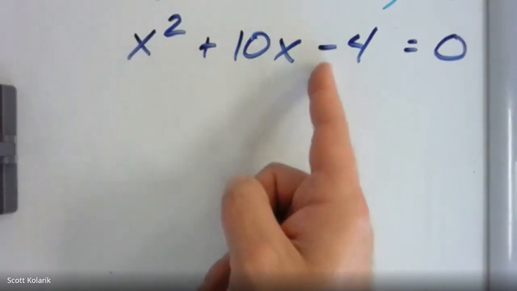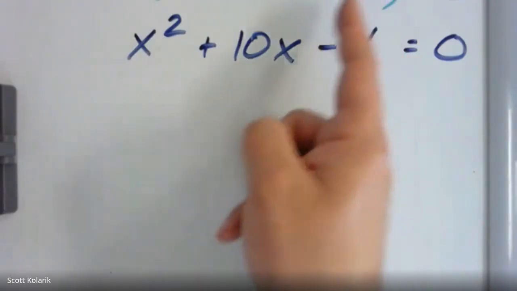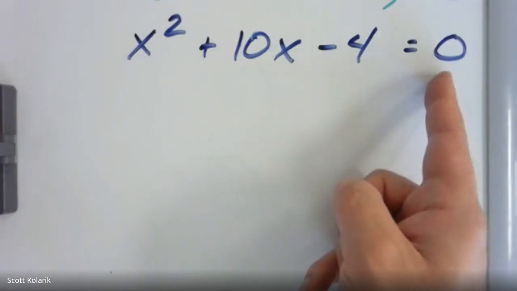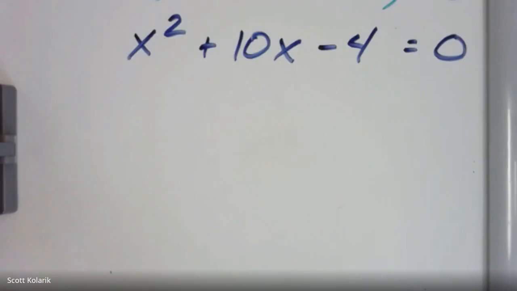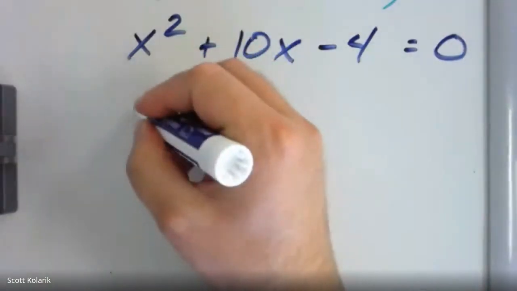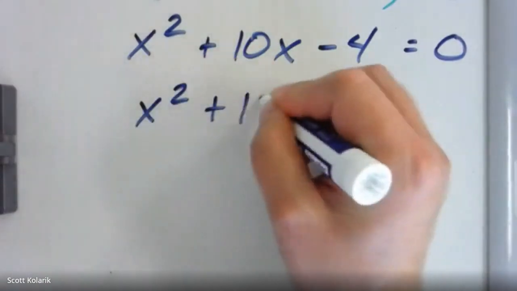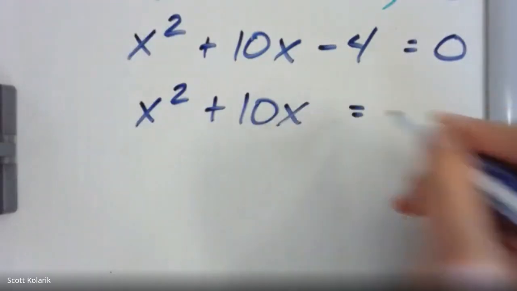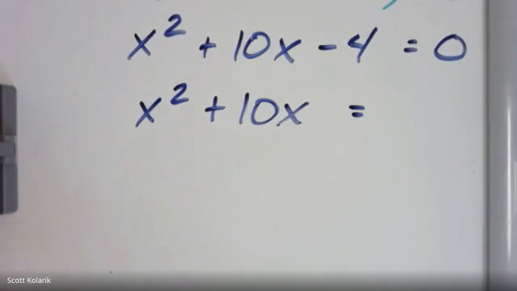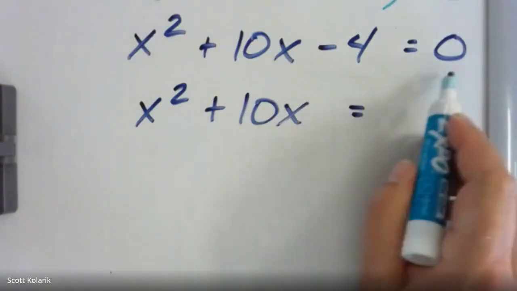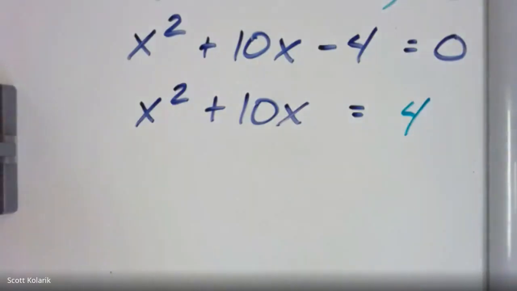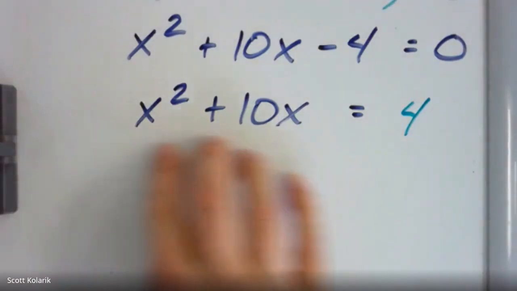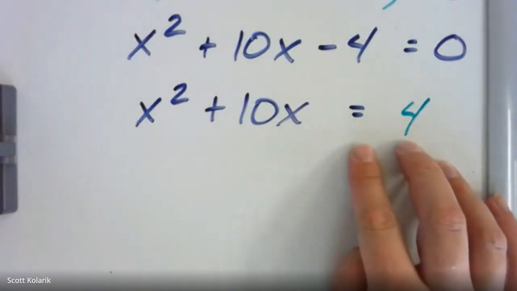So what I want to do here is I want to make this look a little bit more like the last problem. I'm going to take this -4, I'm going to move it over to the other side. And the way I do that is by addition. So when I do that, just to make this look a little bit more like the last problem, I'm going to have x squared plus 10x equals, because now I'm moving the 4 to the other side. And when I add the 4 to both sides, so it goes away here on the left, now I have a +4 on the right. And now this should look exactly like the last problem.